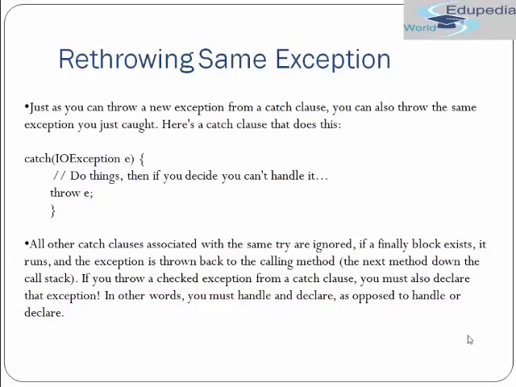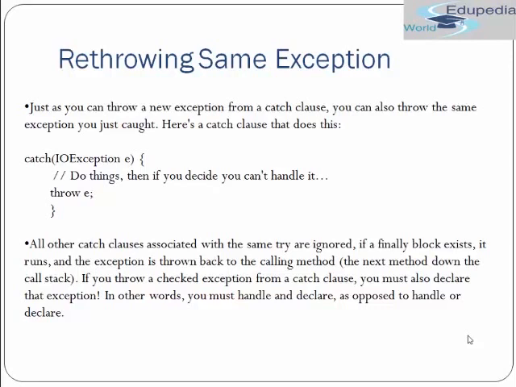Just as you can throw a new exception from a catch clause, you can also throw the same exception you just caught. This is an example. You can see we have a catch, and inside the catch we are throwing the same exception using throw e. We can even throw a new exception, but we can also throw the same exception. All other catch clauses associated with the same try are ignored, and if a finally block exists, it runs and the exception is thrown back to the calling method.